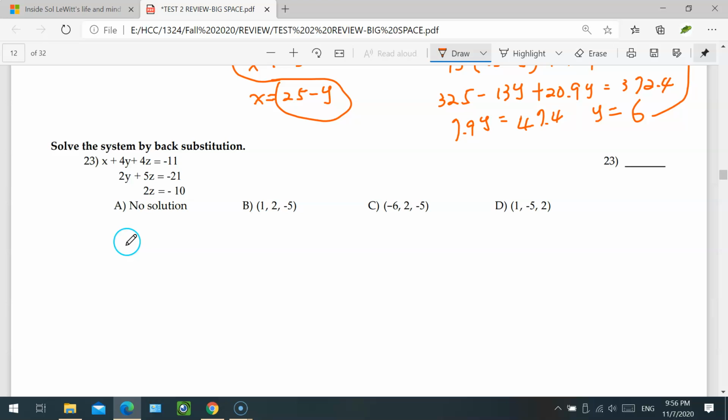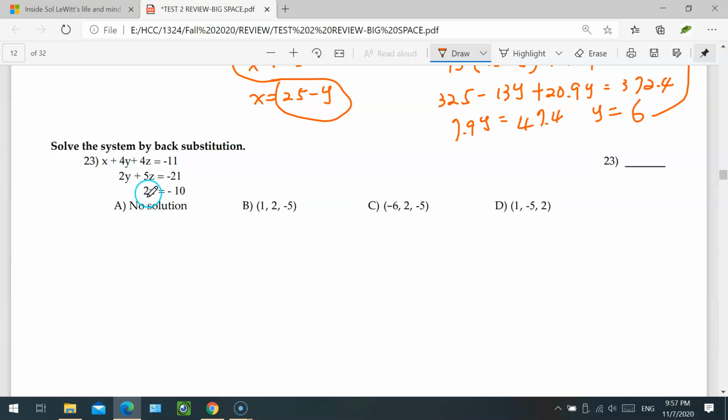Number 23 is the 3 by 3 equations. If you study the notes on your section 6.2 or 6.3 with the 3 by 3, if you have the TI, I highly recommend you just go with the TI. Otherwise, sometimes you spend a long time and you might get the answer wrong.